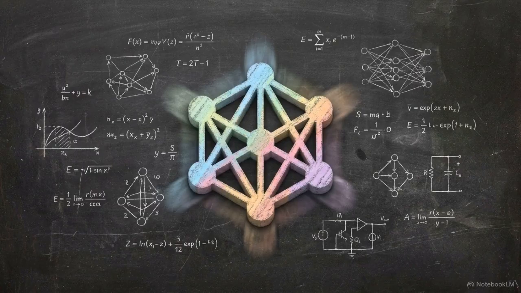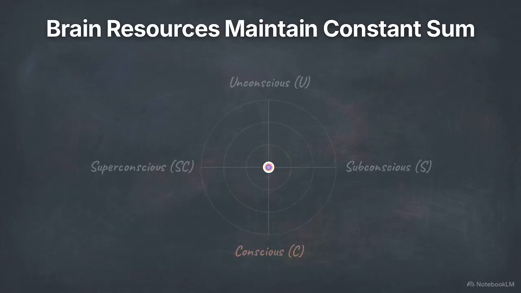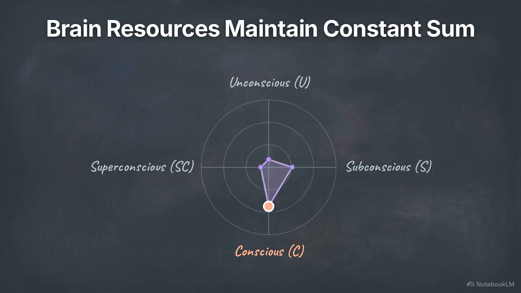The Brain Kinematics model, or BKM, formalizes this observation by proposing that brain activity is distributed and simultaneous. Multiple modes of organization exist within the same neural population at exactly the same time. This can be represented through the consciousness composition vector. By tracking 4 variables, the unconscious, U, the subconscious, S, the conscious, C, and the highly integrated superconscious, SC, we can map the brain state as a 4-dimensional coordinate.